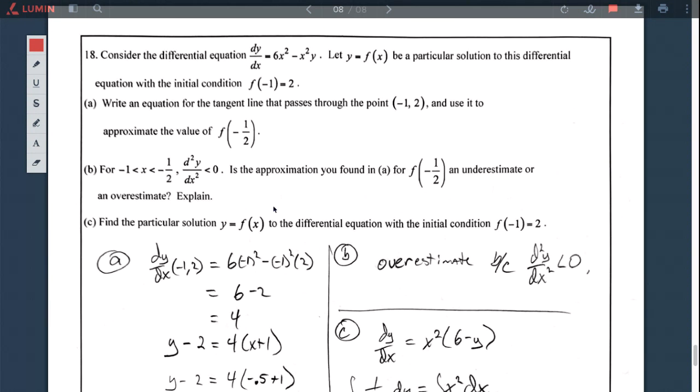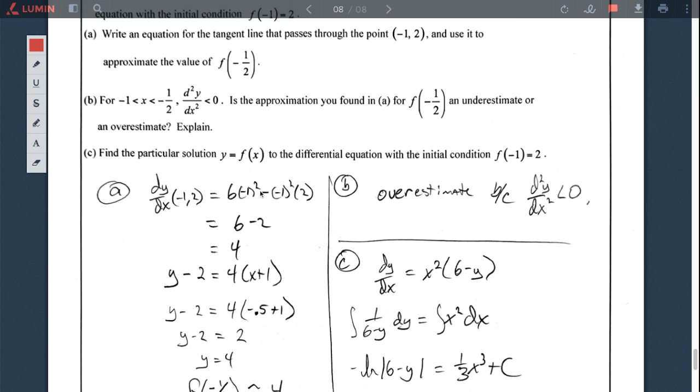Number 18. We've got a differential equation and we've got an initial point. First thing, write an equation for the tangent line that passes through the point (-1, 2), and use it to approximate the value of f(-1/2). So tangent line means I need a slope and a point. So there's my point. They gave me a derivative. To get the slope, that means I just plug that point into the derivative. So that's what I did right here. That gave me a slope of 4.